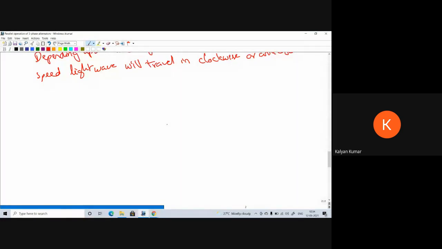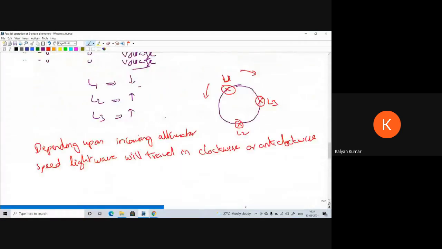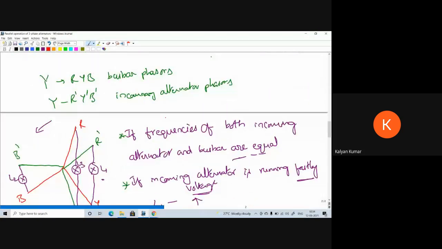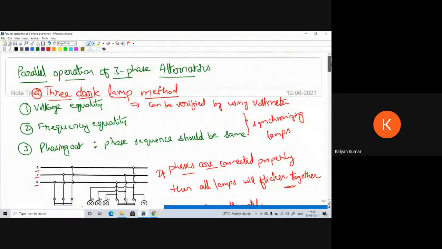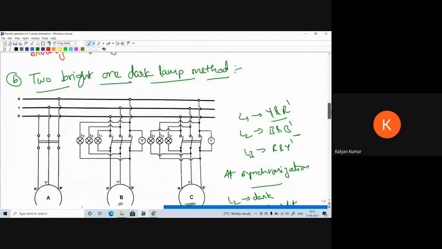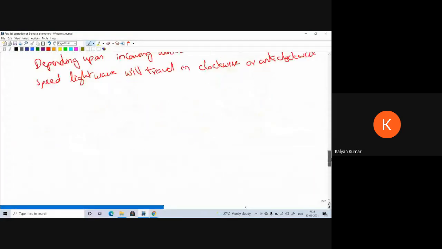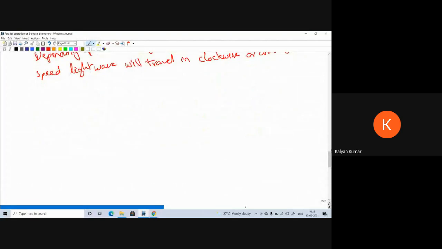ఓకే, సో దిస్ ఈస్ synchronization of 3-phase alternators. So here we are having 2 methods. One is 3 dark lamp method, another one is 2 bright 1 dark lamp method. Okay, so other than these two, there is one more method called synchroscope method.